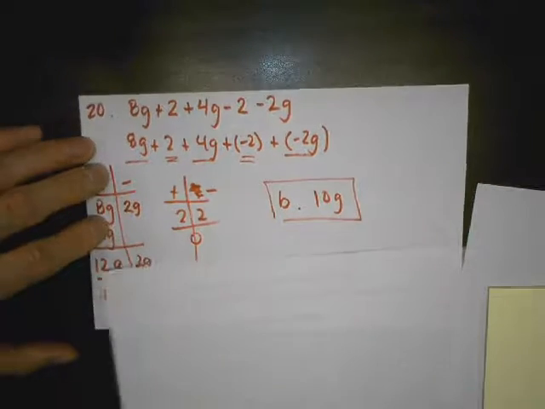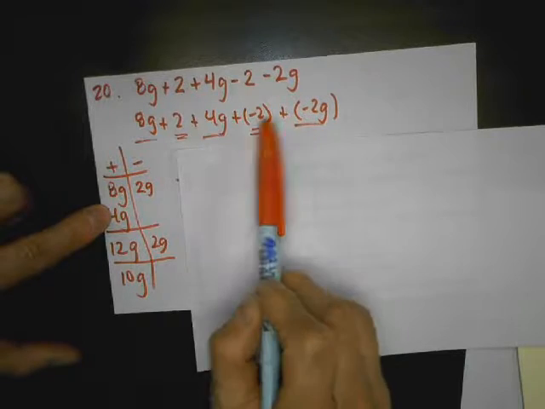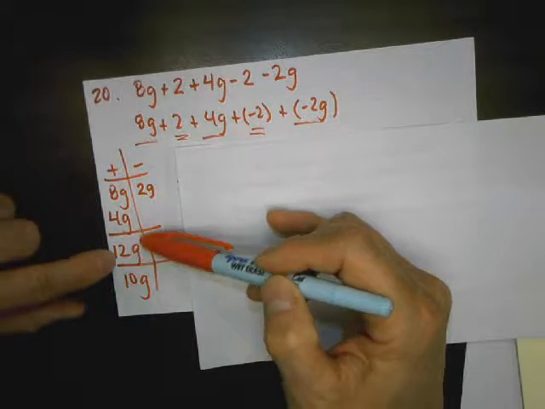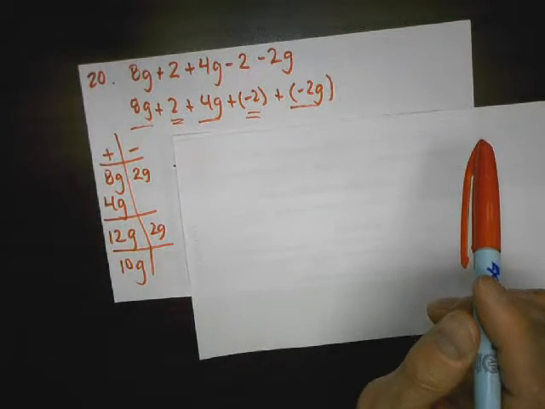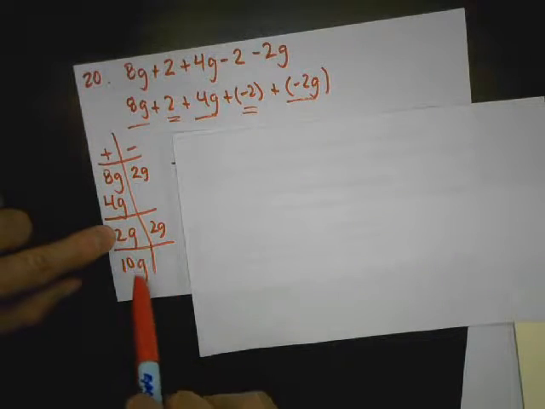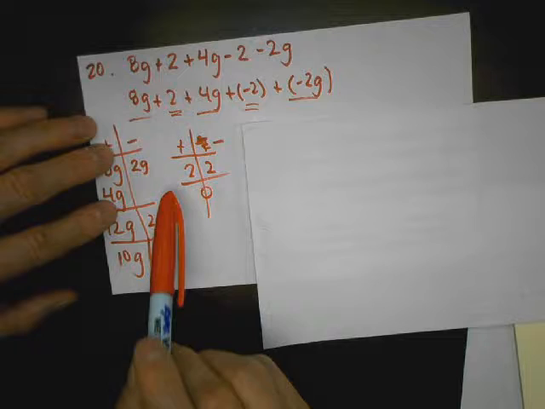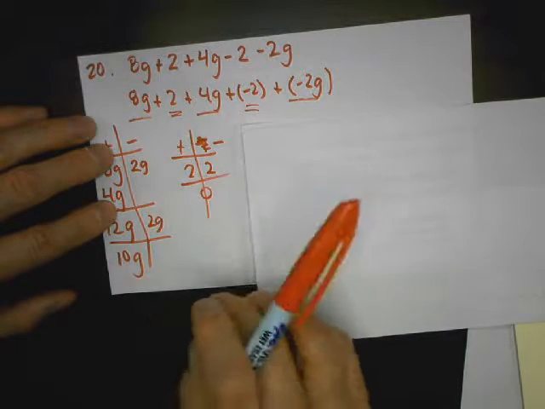So if I use teams here for the g's, I have 8 positive g's, 4 more positive g's, and 2 negative g's. I'm going to combine all my positives, I got 12 of them, and all my negatives, I only have 2, and then subtract, because opposite teams we subtract. And then I ask myself who has more. These guys have more, so the answer is 10g. Now over here, the 2 and the negative 2, those are opposite teams, so I subtract, which is 0. So I have 10g plus a 0, or just 10g.